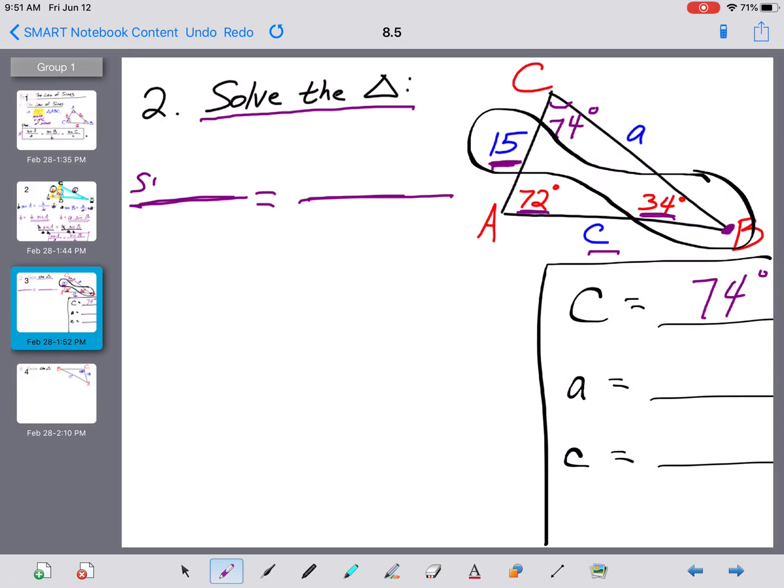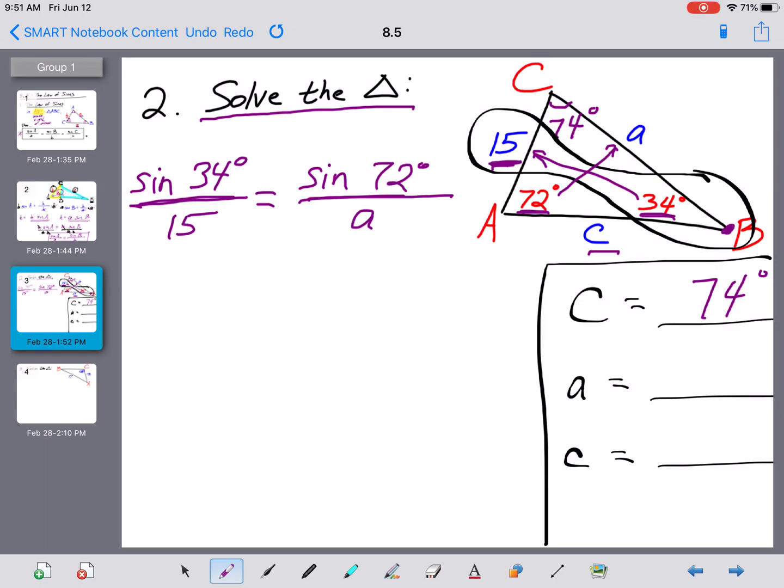So I'm going to write here the sine of the angle that I know, which is 34 degrees, divided by the length of its opposite side, which is 15. So the sine of 34 degrees over 15 is equal to, and now you could really do this in either order that you wanted. I'm going to go with A first. Angle A has a measure of 72 degrees, and opposite from that 72-degree angle is side A. So that's what a setup looks like using the equation from the law of sines.